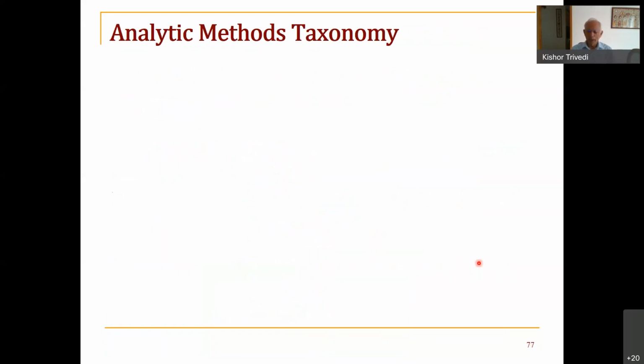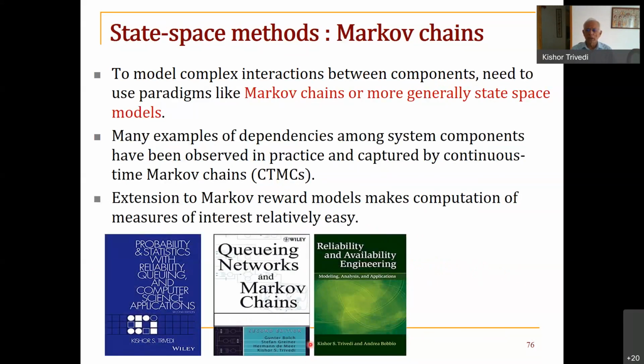By the way, my co-author on the green book is right here, Andrea Bobbio. One of the co-authors on the white book I see also present here, Hermann de Meer. So I'm very happy to welcome my co-authors here. The other co-author, Gunter Bolch, is no longer with us, so he couldn't be here, I'm sorry. And Stefan Greiner is not here either, I suppose.